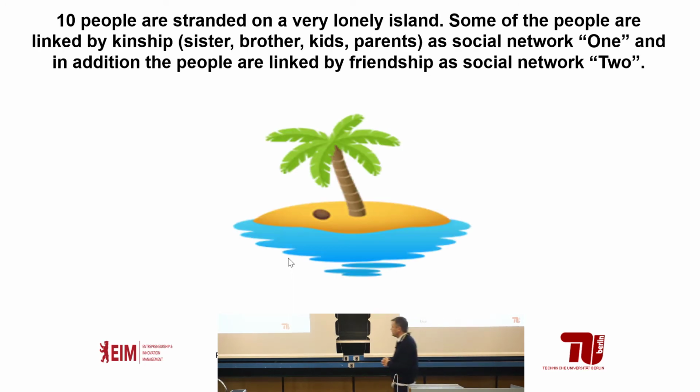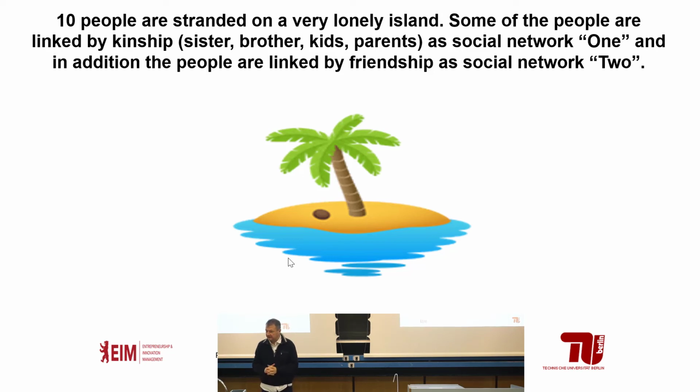Just imagine there are 10 people on a lonely island, and you measure two networks. Your first network is kinship: are they relatives, brother, sister, parents, or non-relatives? The second network is: are they really friends? So you would expect that it correlates quite high, but not necessarily.